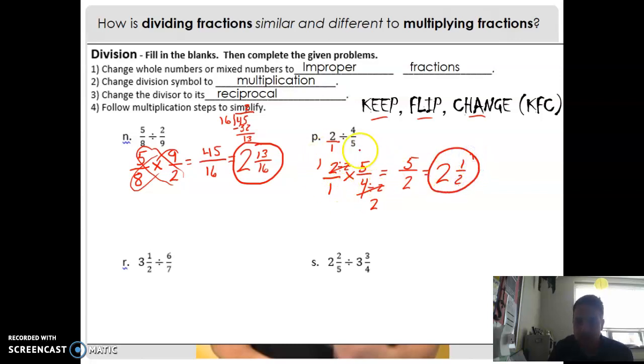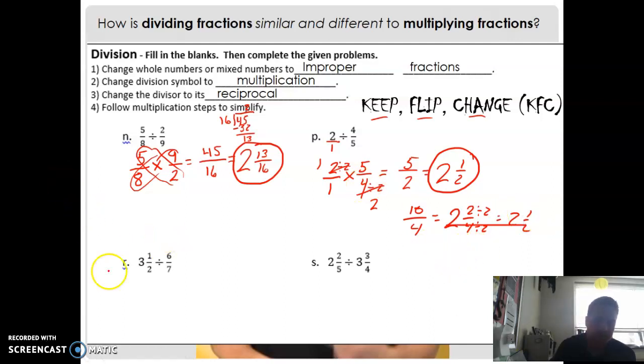Now again, I would not have to do this step. I could have multiplied right away. I'd get 2 times 5 is 10. 1 times 4 is 4. I'd get 10/4. Just to show you, if I did get 10/4, that would give me 2 and 2/4, which I'd have to break down to 2 and 1/2. So I'd get the same answer.